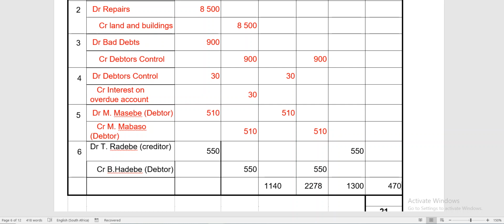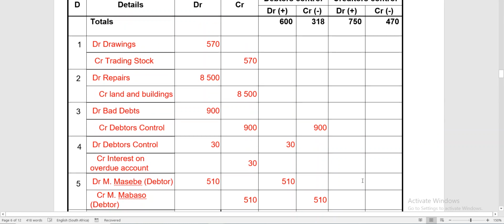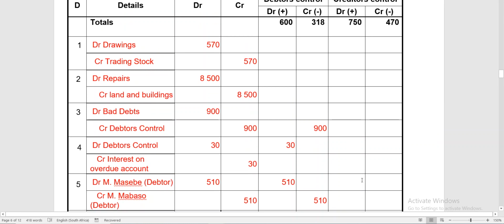So remember, you firstly start by showing which accounts are debited, which account is going to be credited, and then you show by amounts that, for example, we said drawings will be debited by 750. Okay, and you show that our trading stock will be credited by 750, and if it has no effect on the creditors or the debtors control, you don't show anything. Okay, so this is how easily you do the general journal.